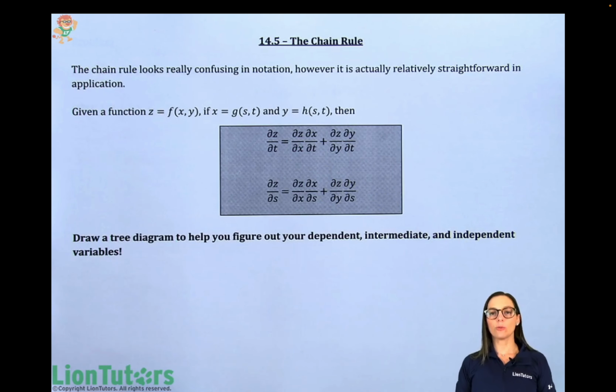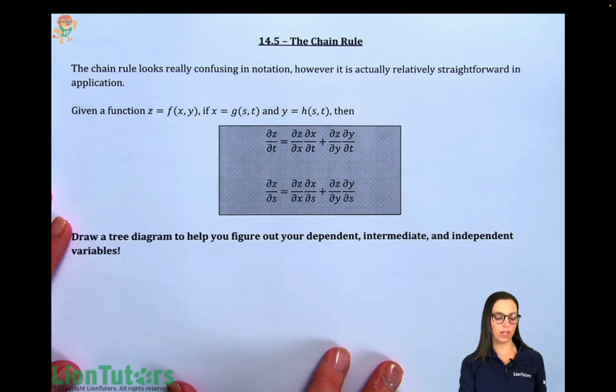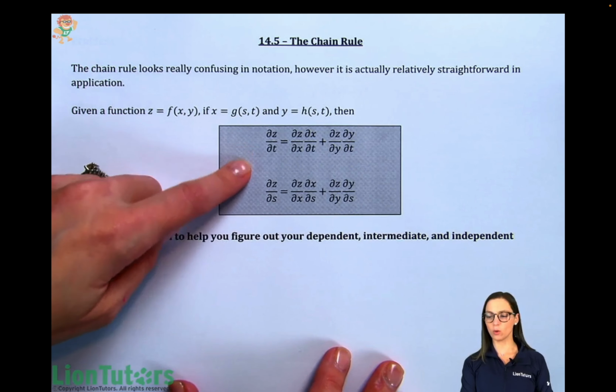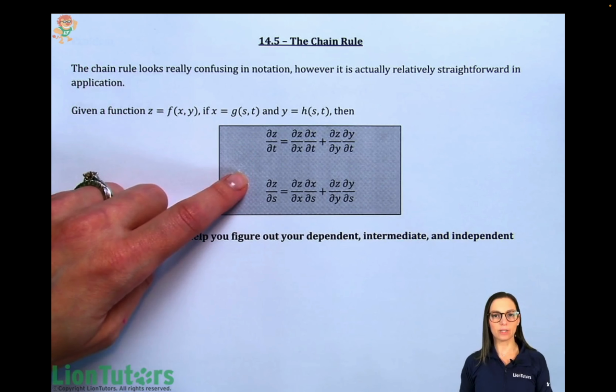Taking a look at section 14.5, we're now going to talk about the chain rule. So the chain rule, really confusing when you look at the notation behind it, right? This all is like, wait, what does all of that mean? It's actually pretty simple in application.